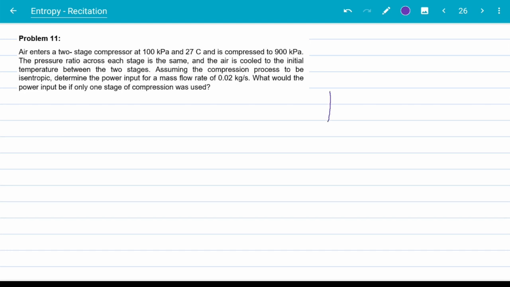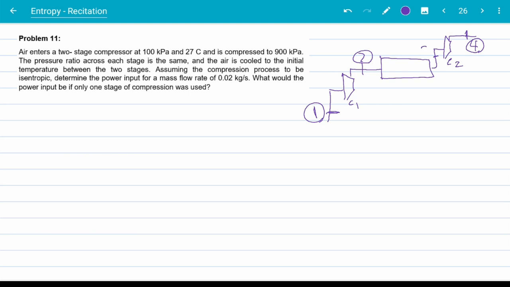A two-stage compressor can be modeled by two separate compressors. So we have compressors one and two. I'm going to show them with C1 and C2 to represent the two stages of the compression. This is the entrance and this is the exit. I'm going to show it with 4. The exit of the first stage, let's call it 2. And the entrance of the second stage, let's call it 3.